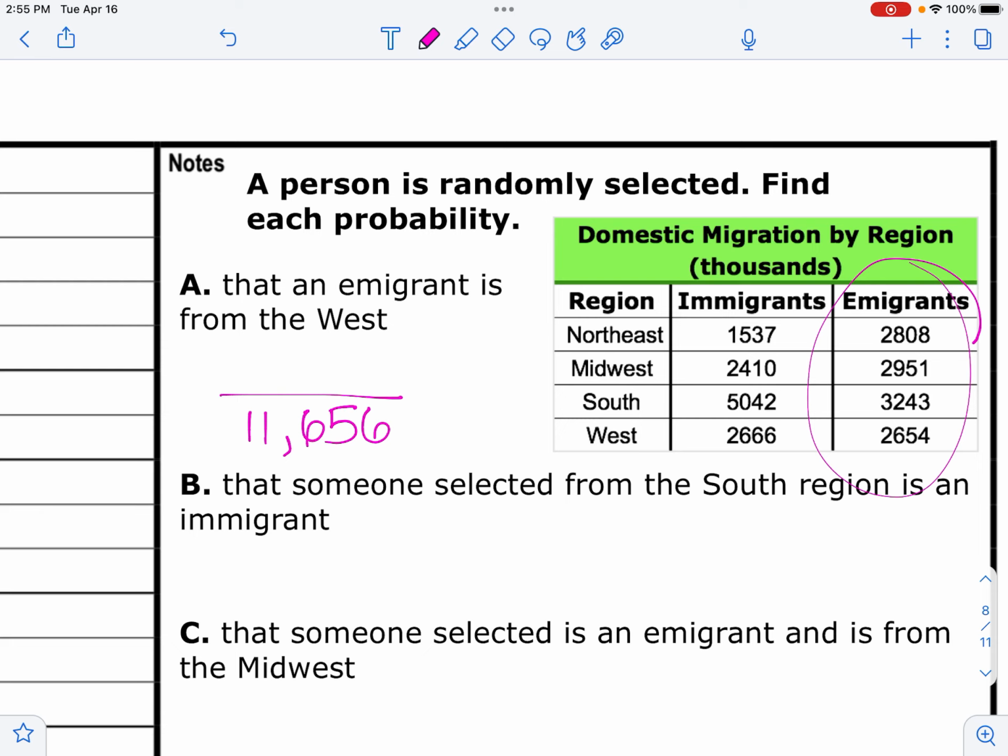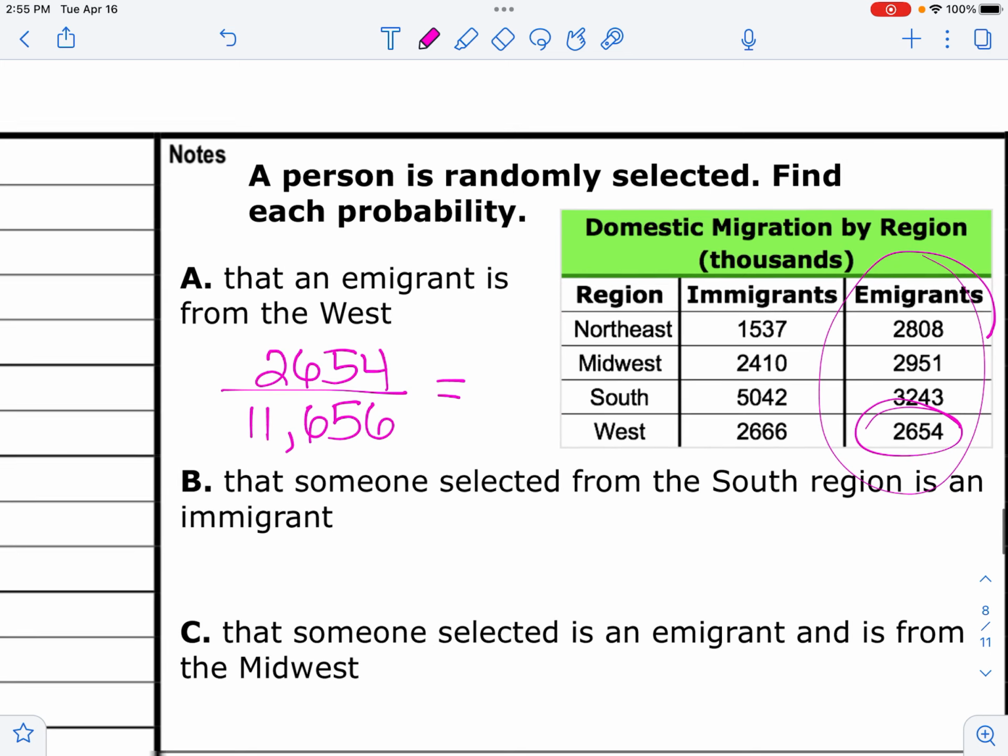Okay, now how many of them, so that would be my total, that's the denominator. And then how many of them are from the West? So that would be my numerator, 2,654. Now, I'm going to put that into decimal form. So if I do that, let's see, 2,654 divided by 11,656. You get about 0.227, so we're going to say 0.23.